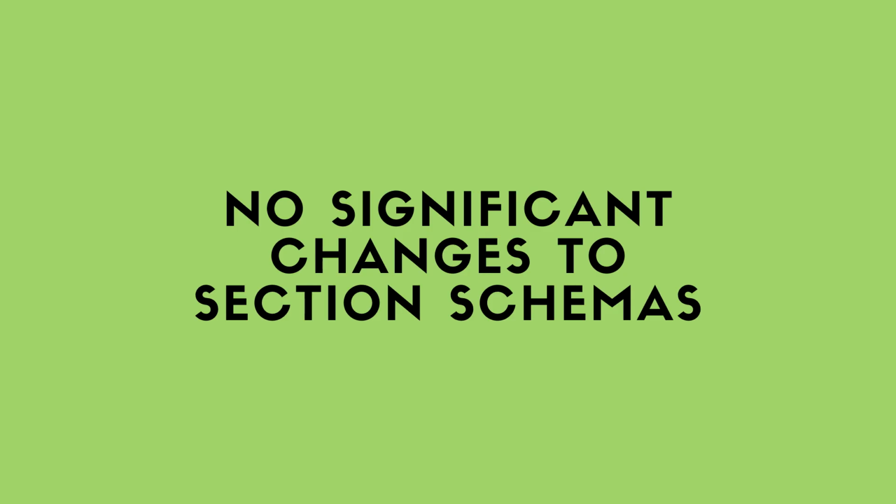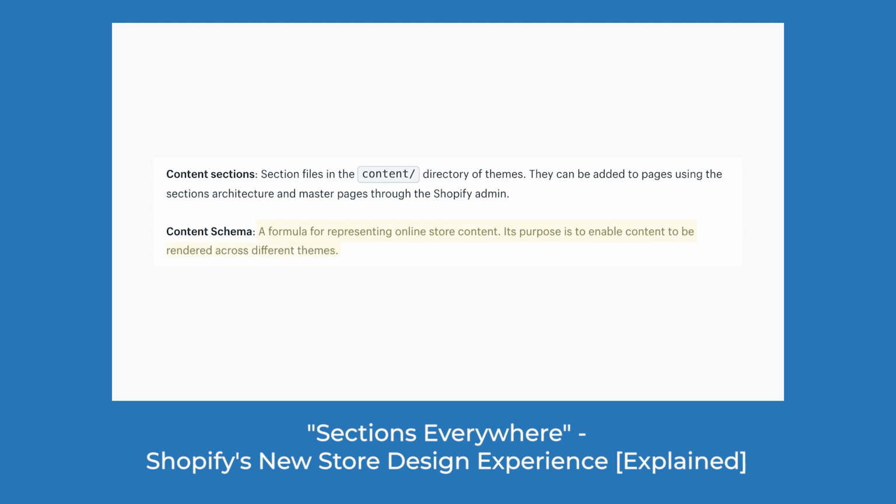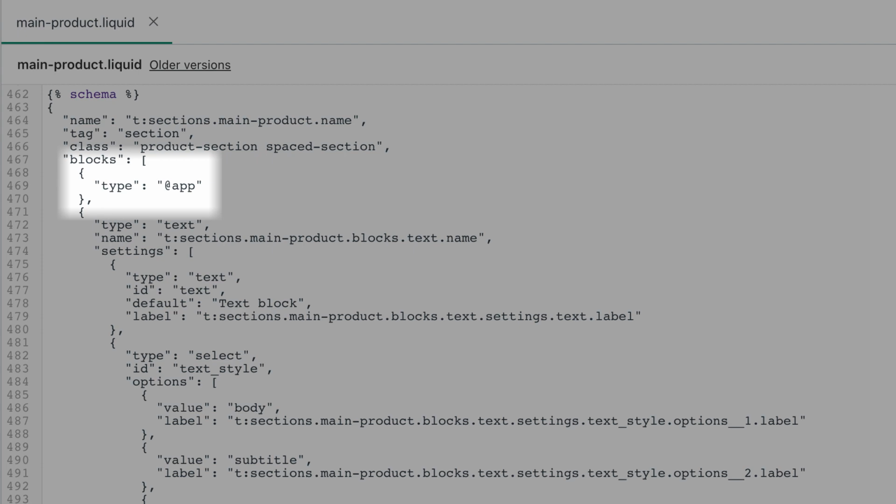Liquid is something that is constantly changing in the background, but the major objects, tags, and filters have largely stayed the same over time. Two, we're seeing no significant changes to section schemas. If you remember my video from last year, we talked about how Shopify were planning on adding a content field to schemas to standardize sections, but as it stands today, section schemas have not changed, with the minor exceptions of the custom liquid input type and the new app type.